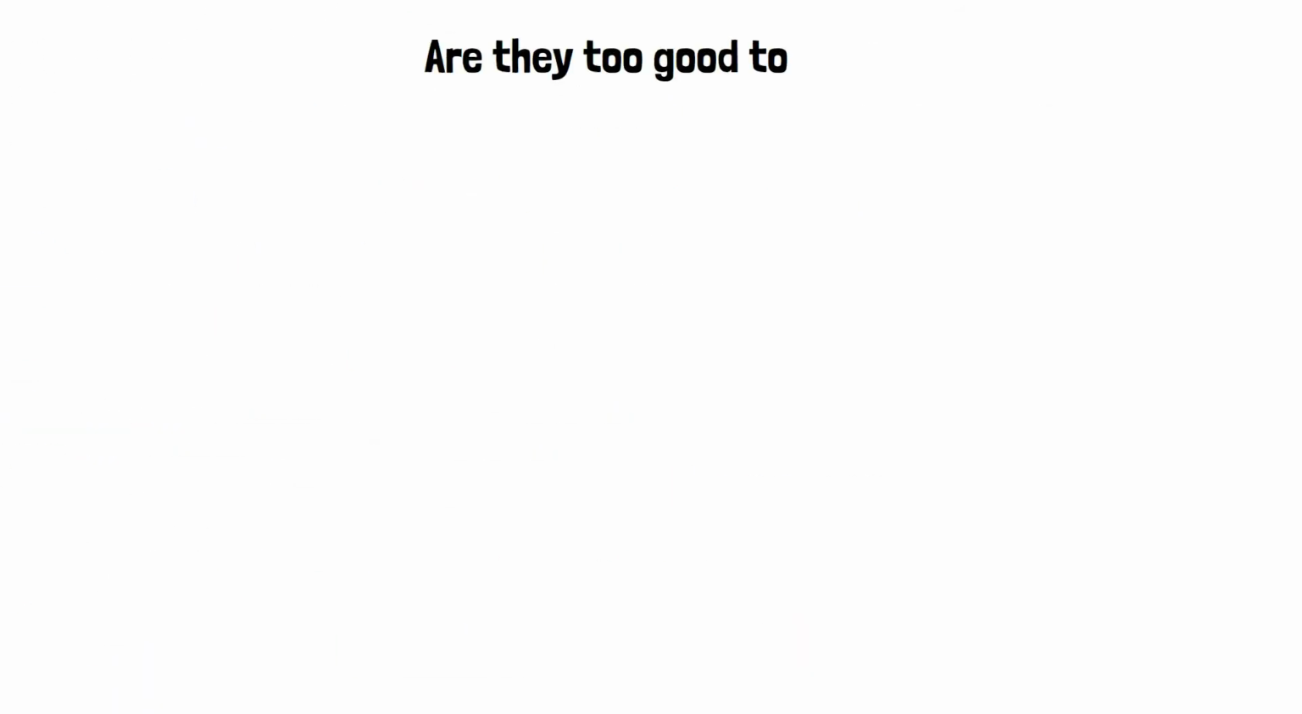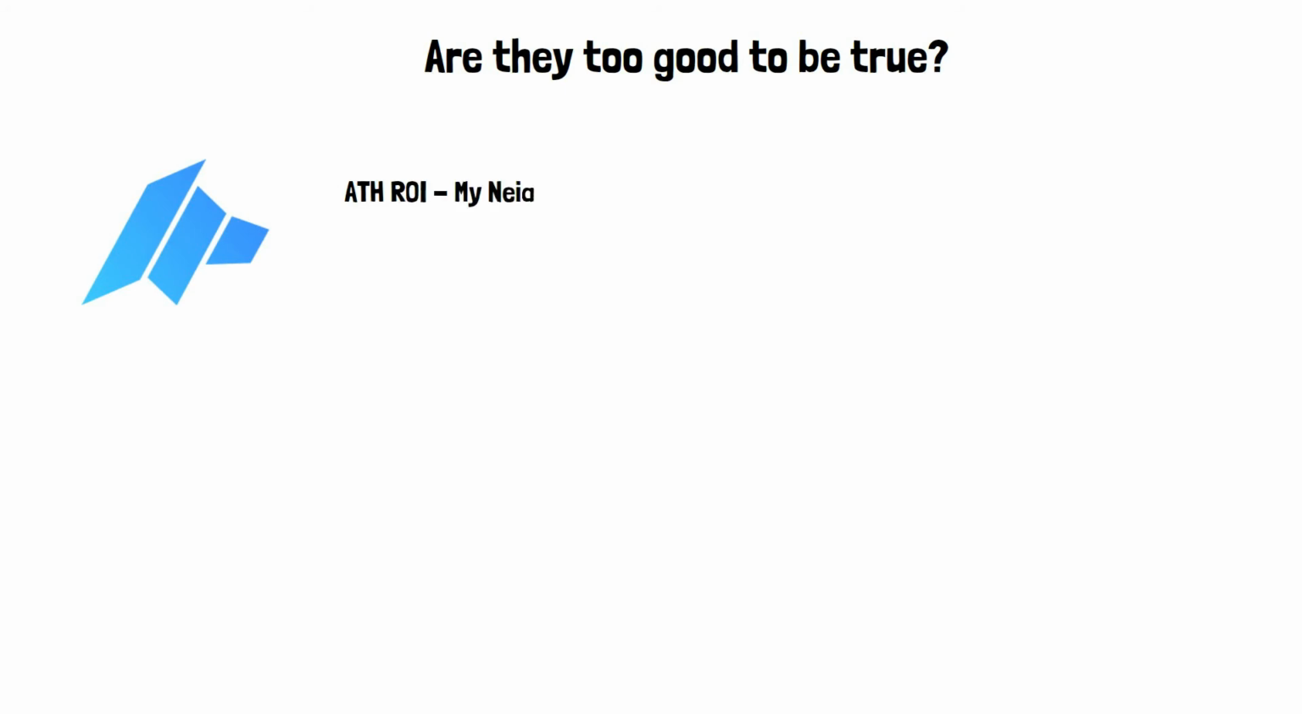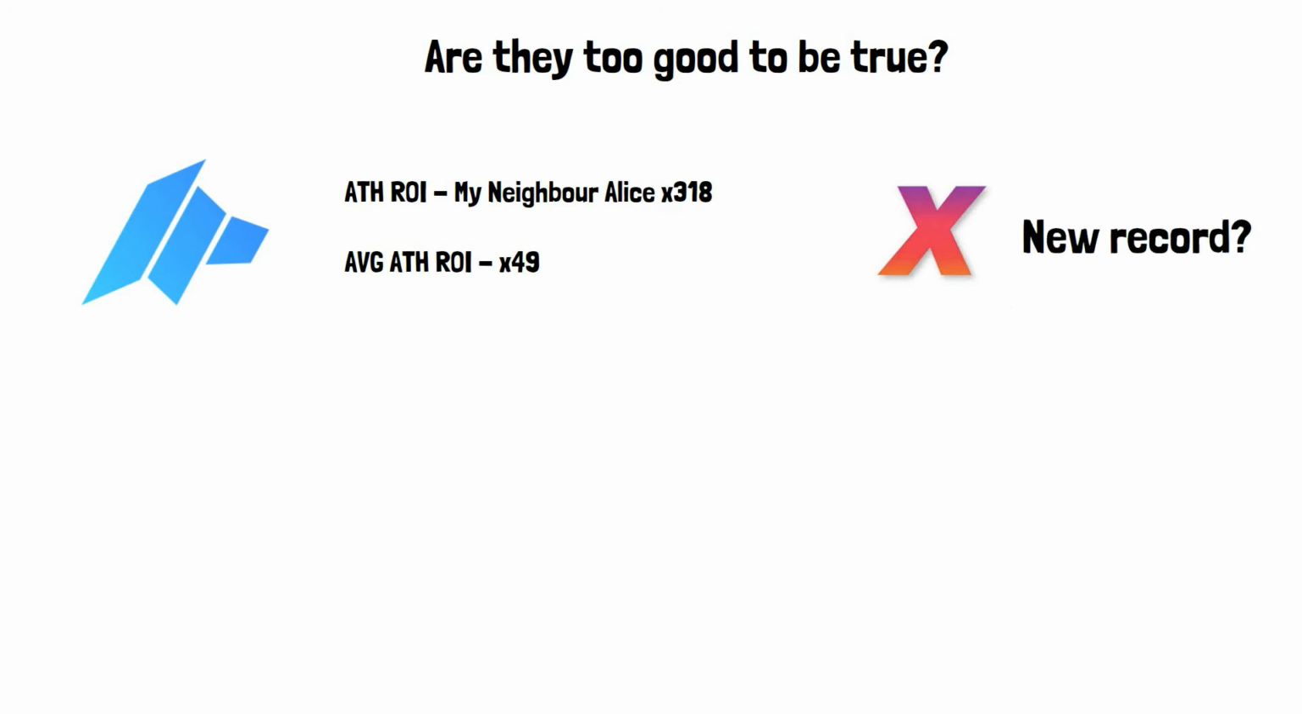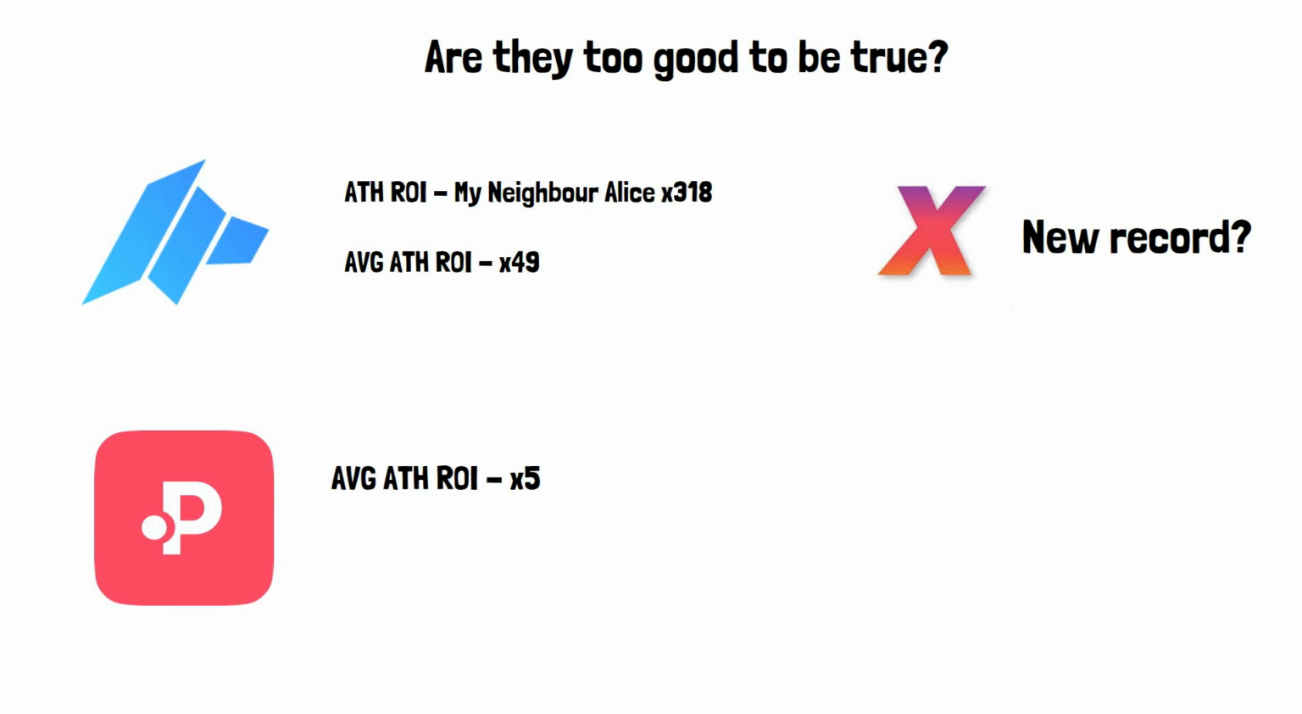So are launchpads too good to be true? Honestly, it depends on the launchpad that you use. DAO Maker seems to have a great track record so far, with a lot of companies hitting 10x, and its highest at 318x, which was the game My Neighbor Alice. But I personally wouldn't be surprised if XAcademy beats that. The average all-time high return on investment for DAO Maker is currently at 49x. PolkaStarter also has very similar results, with its current all-time high return on investment sitting at 50x, and its all-time highest being Affinity Chain with 272x.